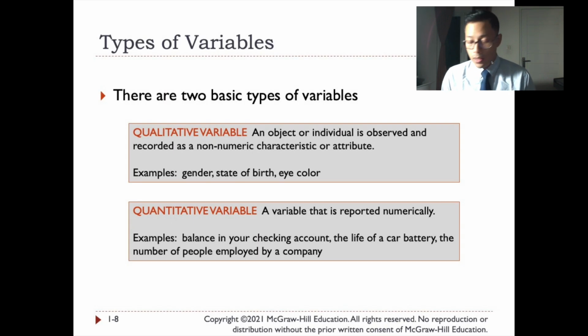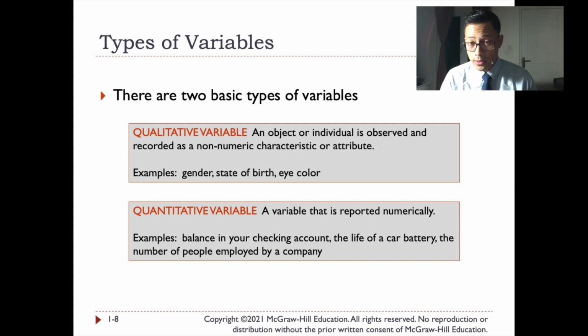Okay, now there are 2 types of variables. The first one is the qualitative variable. An object or individual is observed and recorded as a non-numeric characteristic or attribute. For example, gender, province of birth, district of birth, and eye color are examples of qualitative variables.